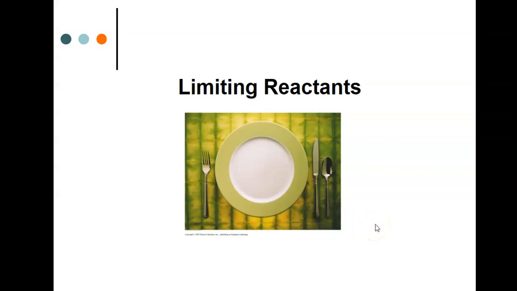Hello everyone. Today we are still moving on with our stoichiometry. We'll be looking at limiting reactants today. Before we move on, let's look at the standard we're going to address.